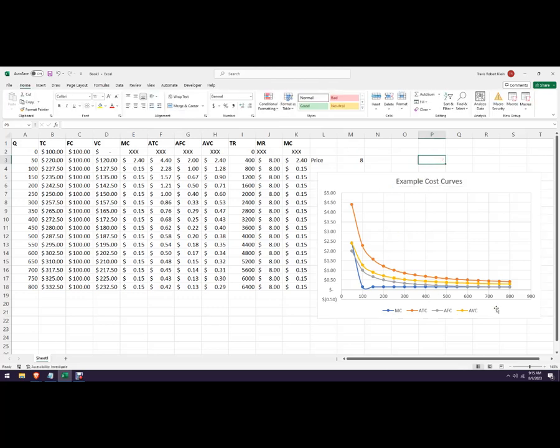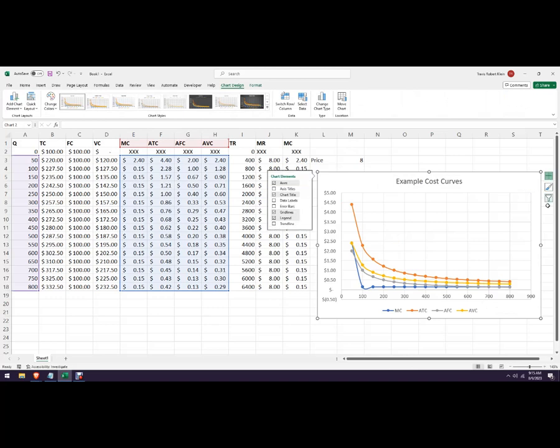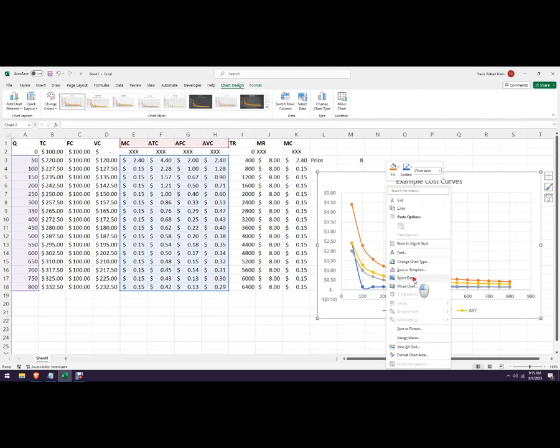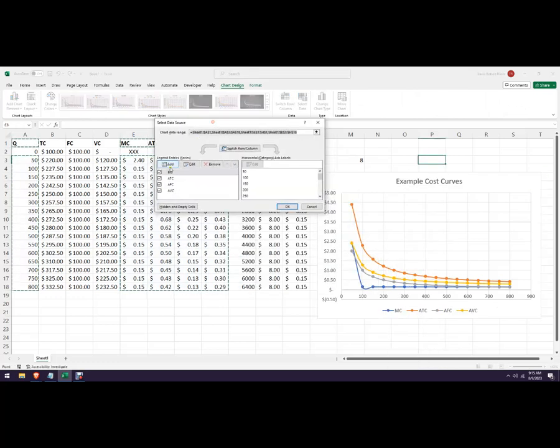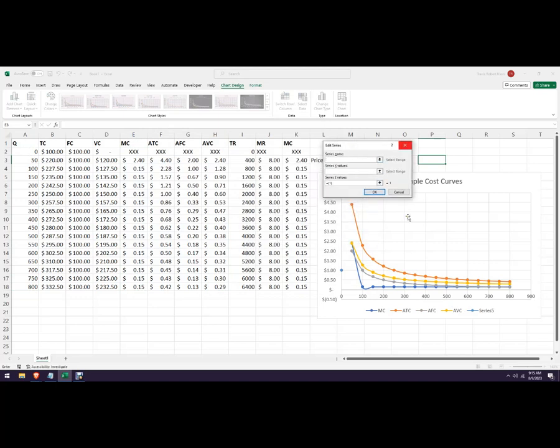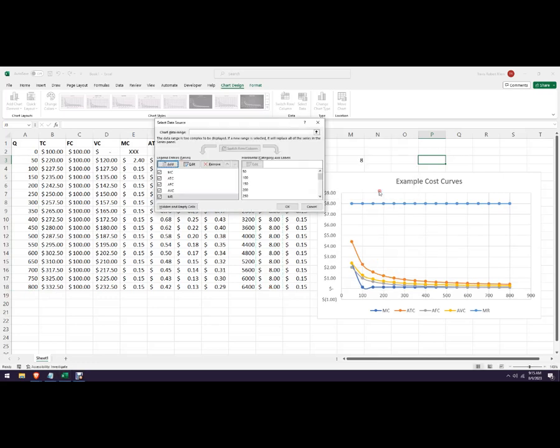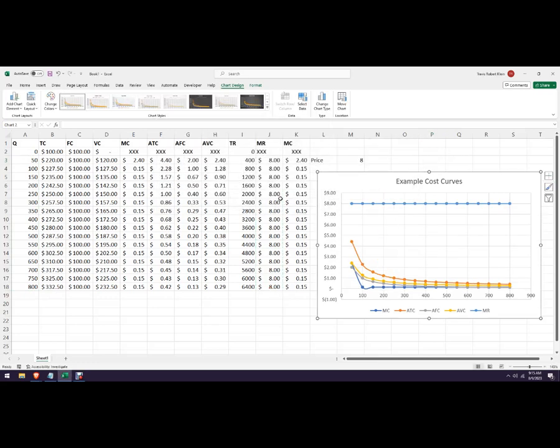And then I want to add one more thing, which I think I can do here. To add series name MR, the X values are going to be these, and then the Y values will be this. It's going to be a straight line. So marginal revenue is always higher than marginal cost and average total cost. So therefore, we're always going to produce.